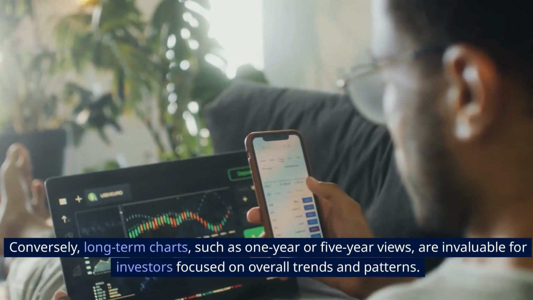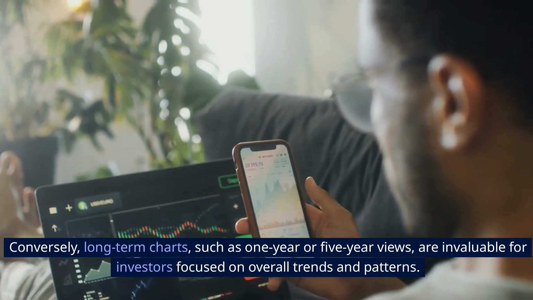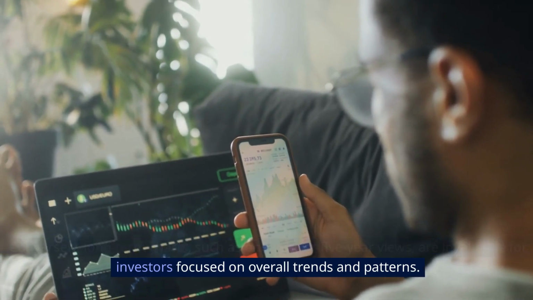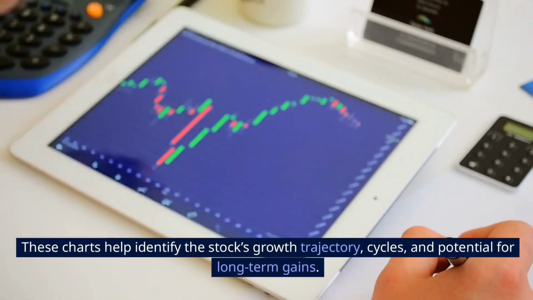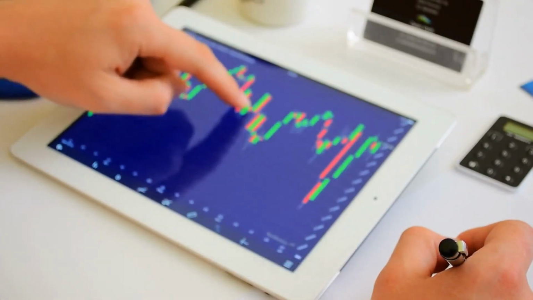Conversely, long-term charts, such as 1-year or 5-year views, are invaluable for investors focused on overall trends and patterns. These charts help identify the stock's growth trajectory, cycles, and potential for long-term gains.